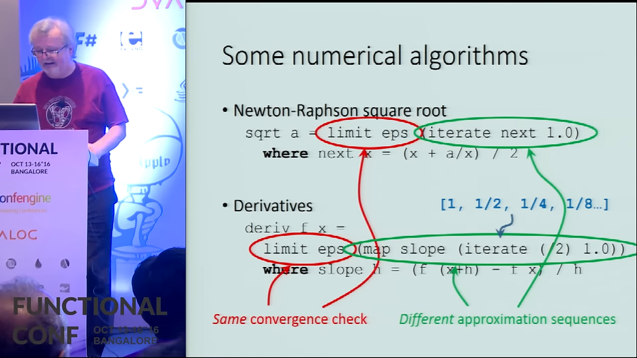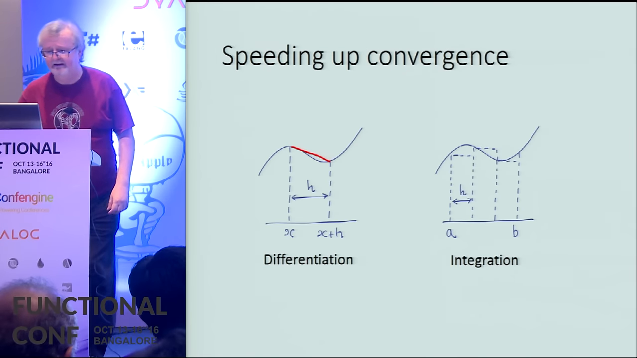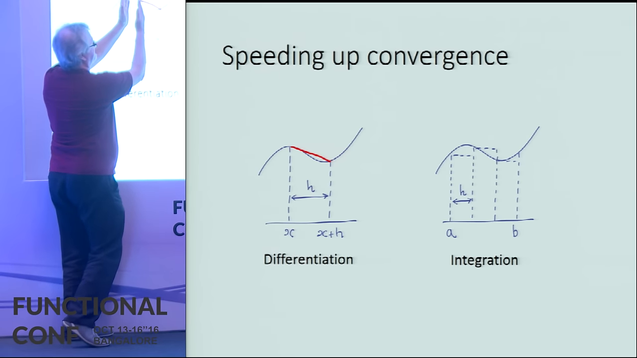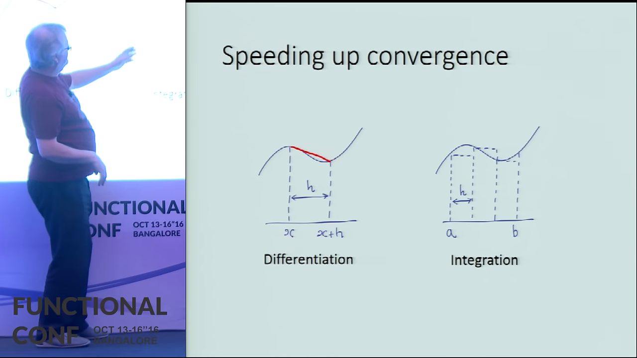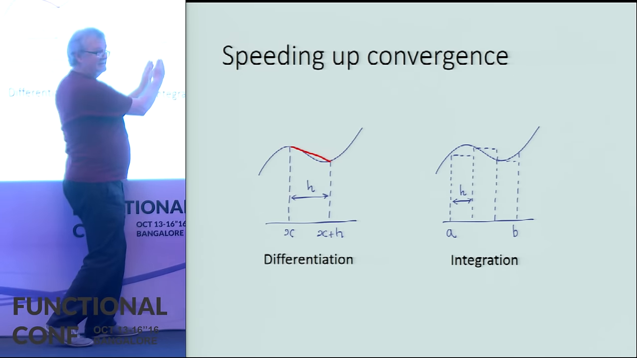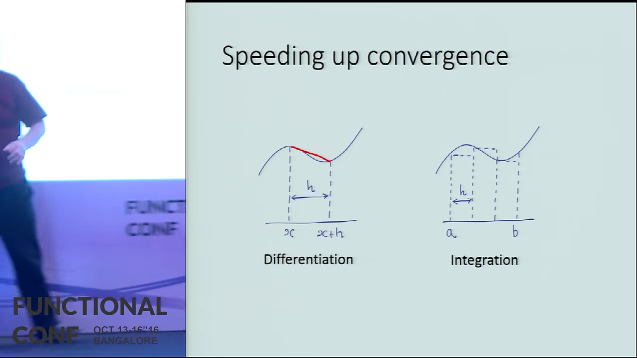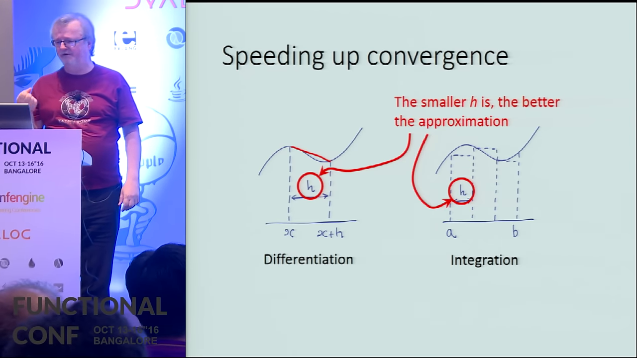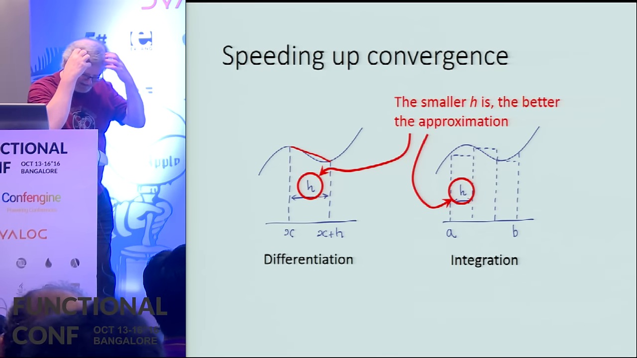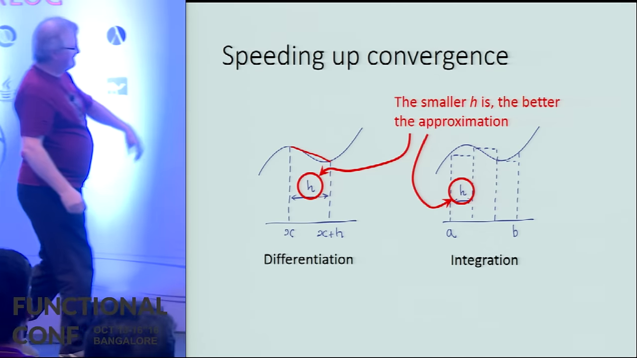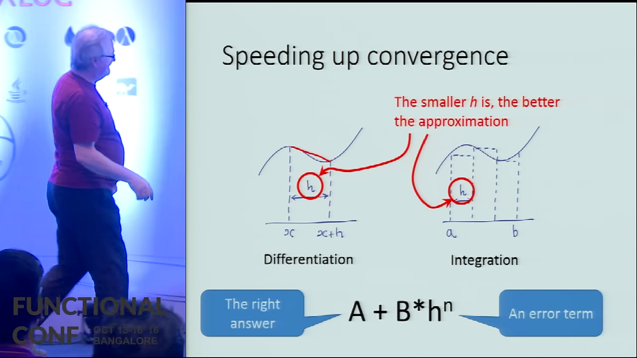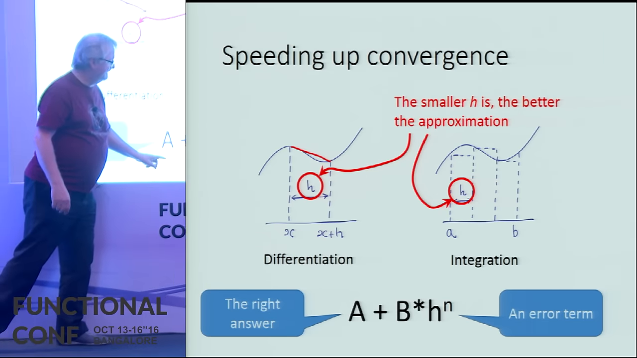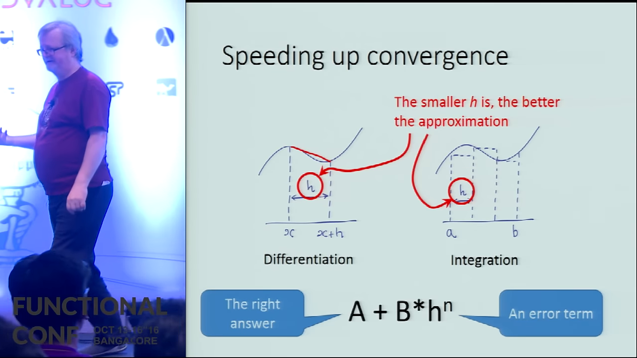So I thought this was great. Actually, there's something even cooler you can do. So differentiation is done by taking the limit of a slope as h gets smaller and smaller. Integration is done by taking the limit of a sum of areas as h gets smaller and smaller. Okay, this is the trapezium rule for integration. We've all seen that. So in both cases, we've got something, an h, that is getting smaller and smaller. Okay, think back to your numerical analysis courses. When you do something like this, the result that you get can be expressed as a plus b times some power of h, where a is the right answer, and b times h to the n is the error term.